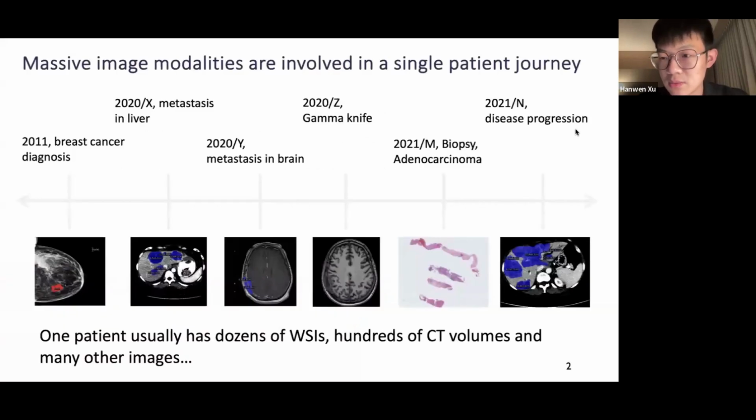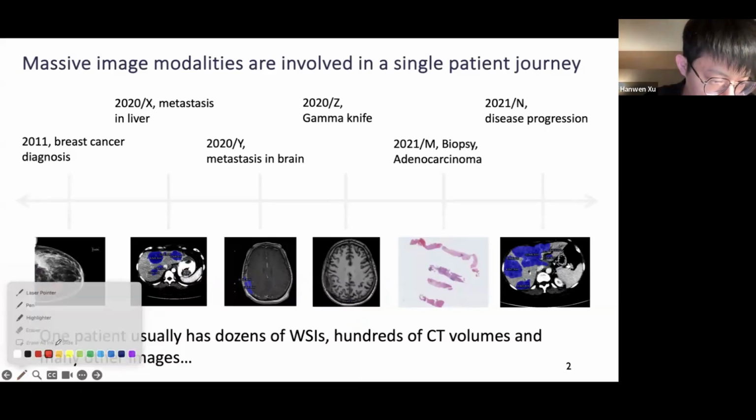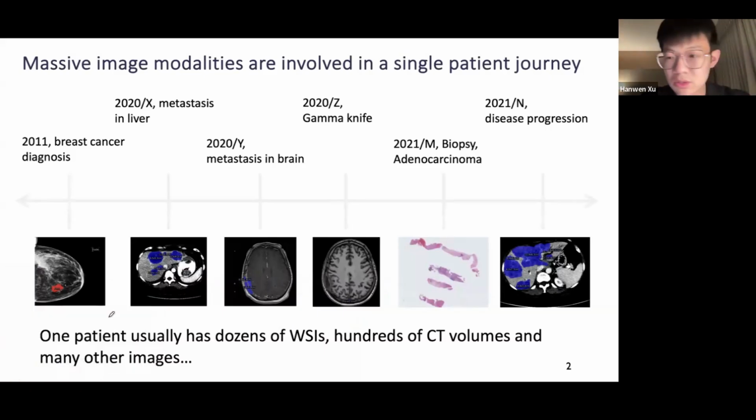So maybe let's start with an anonymized real-world patient case. I like this case actually. This patient was diagnosed with breast cancer almost 10 years ago in 2011. During that time, she underwent a mastectomy to remove the primary tumor, as you can see highlighted in red here. After the mastectomy, she managed without major issues for nearly a decade.